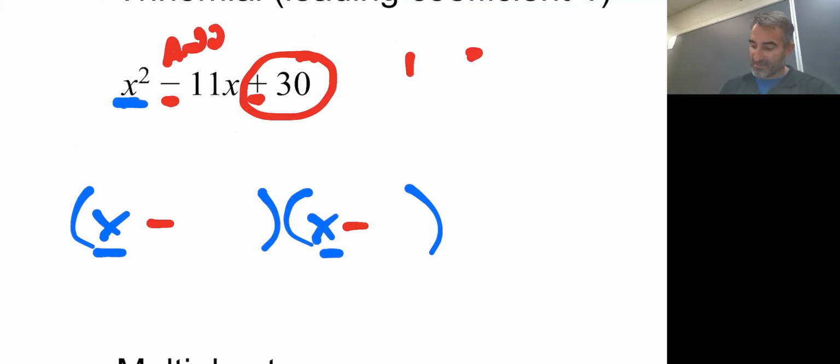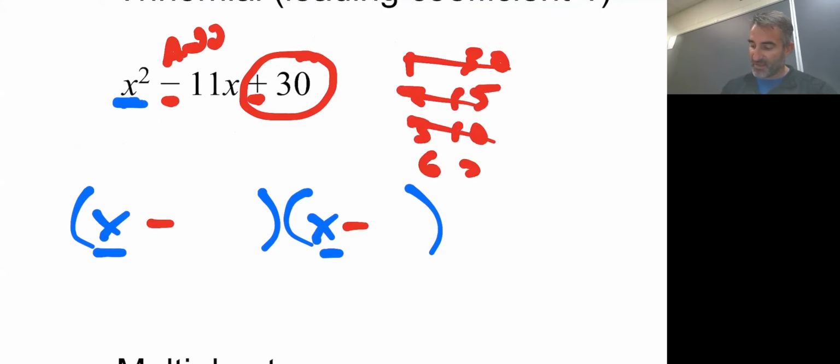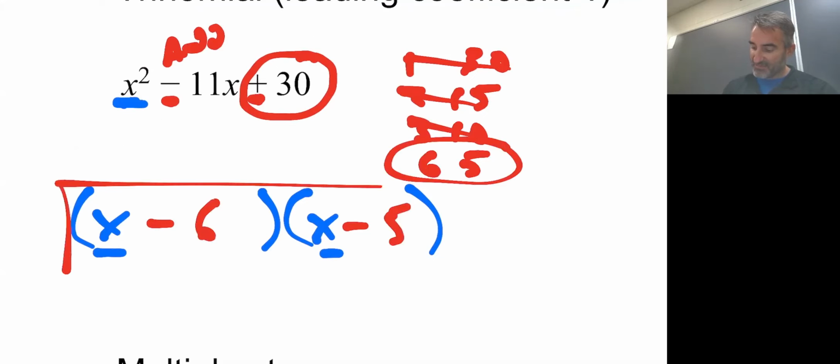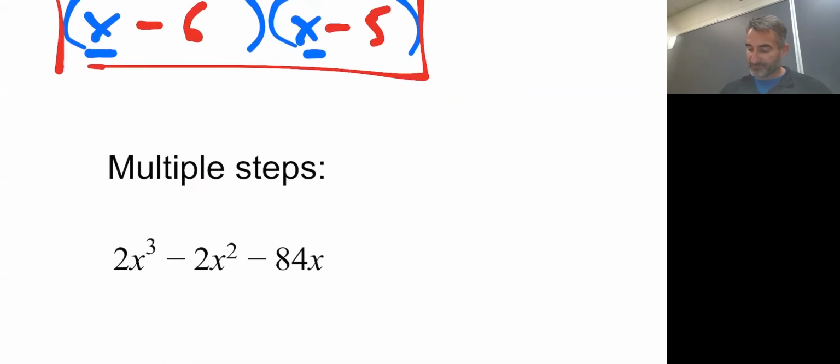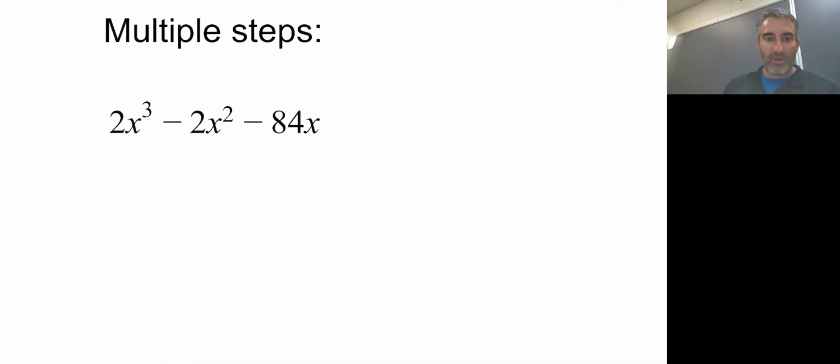So 1 times 30, no. 2 times 15, no. 3 times 10, no. 6 times 5, yes, there's your winner. There's your winner. And that is factored form. Remember, factoring is undoing a multiplication. Undoing a multiplication. Okay, this would be a multiple step problem.